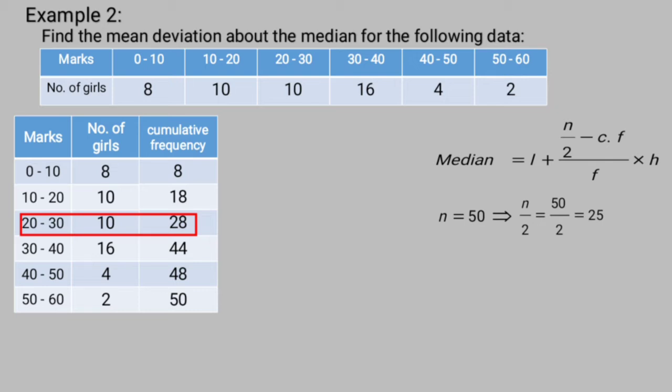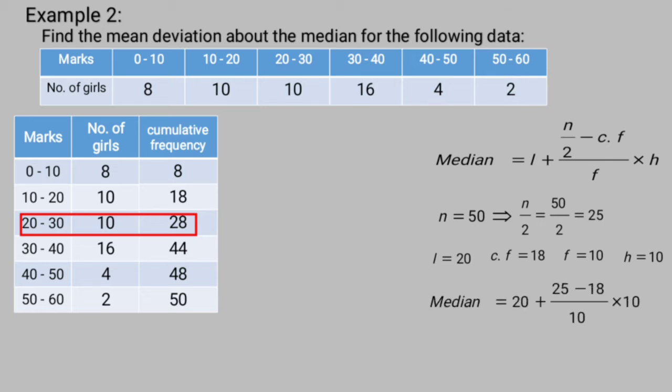Now in this marked area, we are going to write L value, cumulative frequency, that is CF value, F and H. Now L is nothing but lower limit. In this one, a lower limit is 20. And next is cumulative frequency, that is the preceding one we have to take. The preceding to this 28 is 18. So CF is 18. And F is 10. And H is nothing but class size or class width. That is the difference of lower limit and upper limit. That is 10. H is equal to 10.